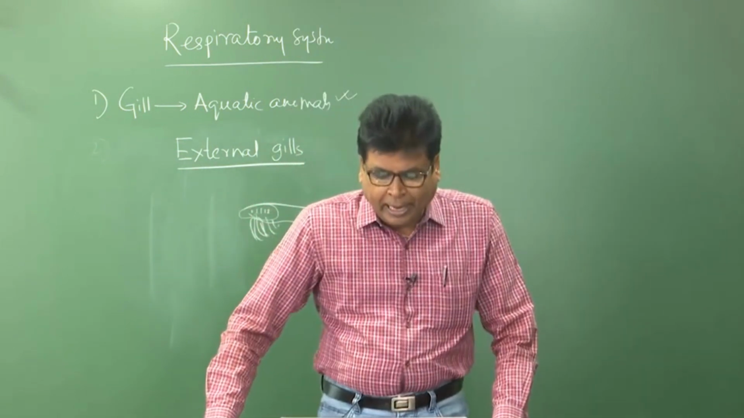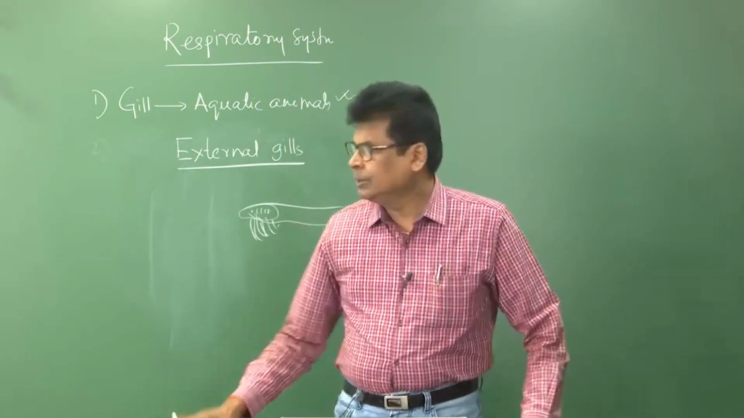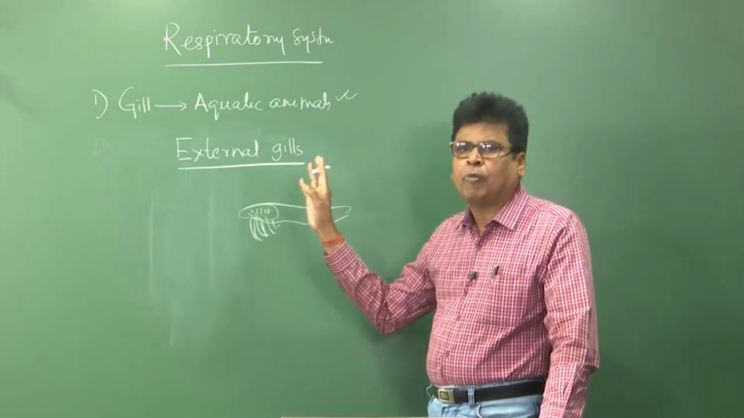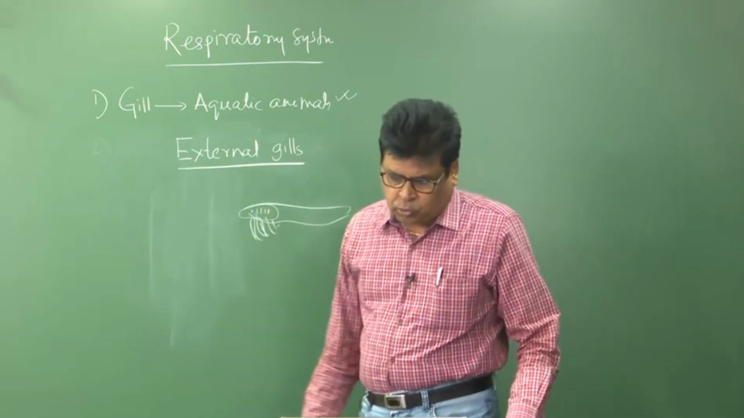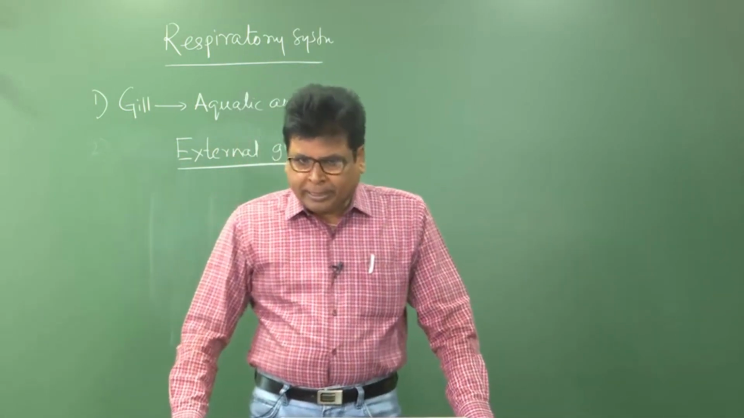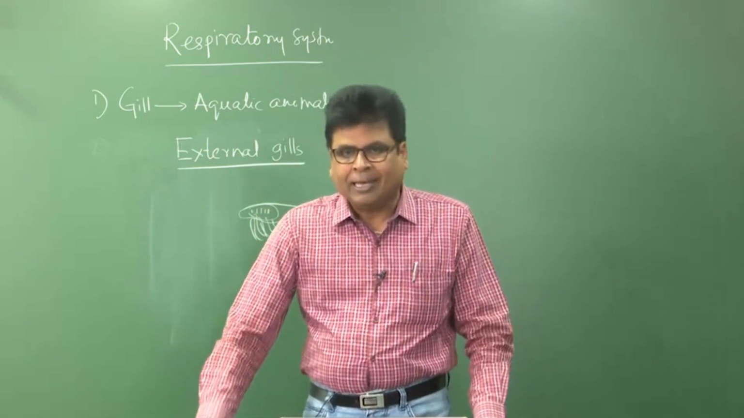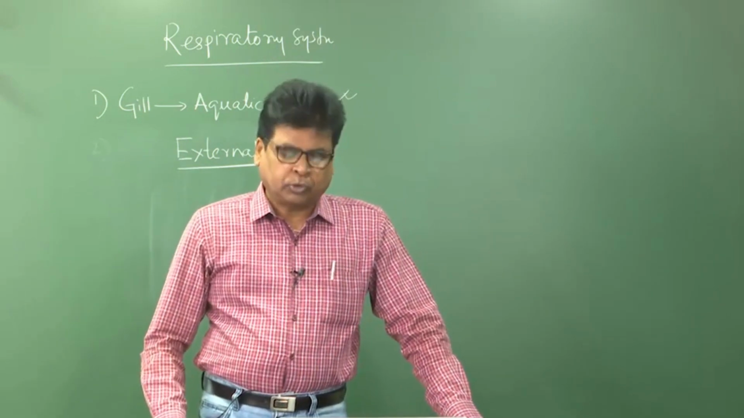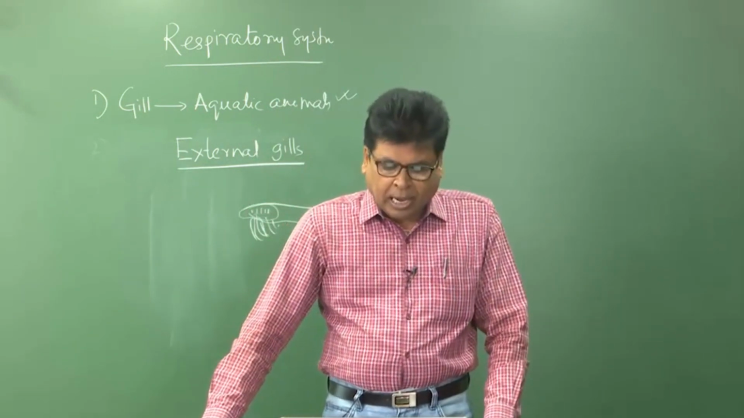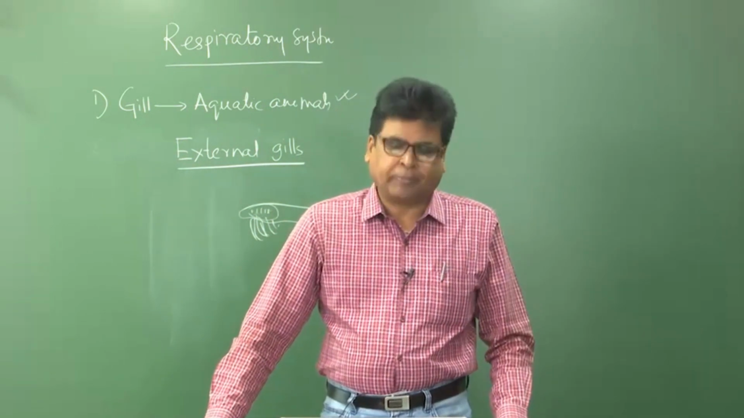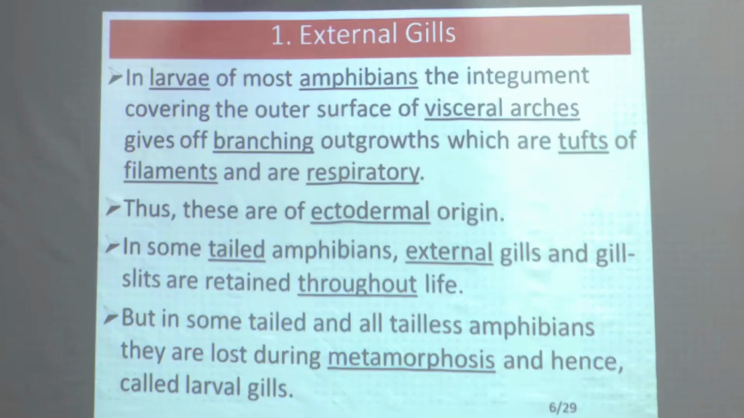In some tailed amphibians, so this is the larva of the amphibians, for example, larva of frogs and toads, that is also called anurans. But in some tailed amphibians, for example, salamander, where tail is there, external gills are present in adult. So, external gills and gill slits are retained, present throughout the life. But in some tailed and tailless amphibians, they are lost during metamorphosis and hence known as larval gills.